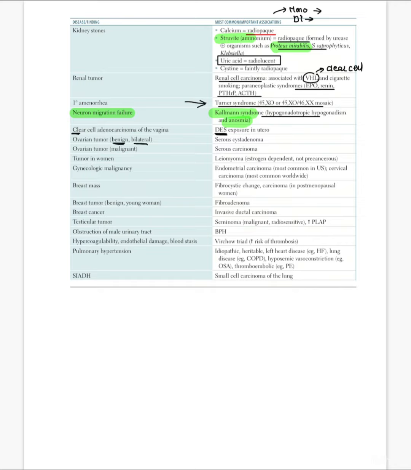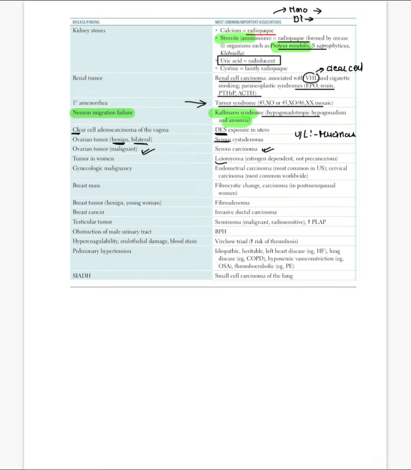Ovarian tumor: if benign and bilateral, that is your serous cystadenoma. If they have given you malignant, that is your serous carcinoma. There you have been given bilateral. If it would be unilateral, that would be mucinous cystadenoma.